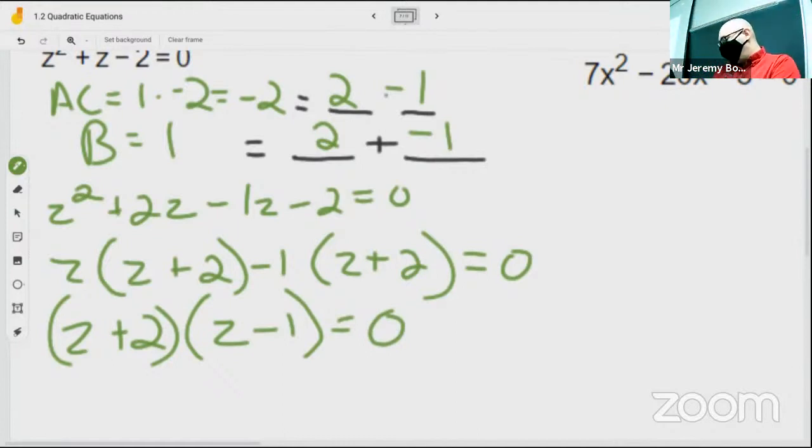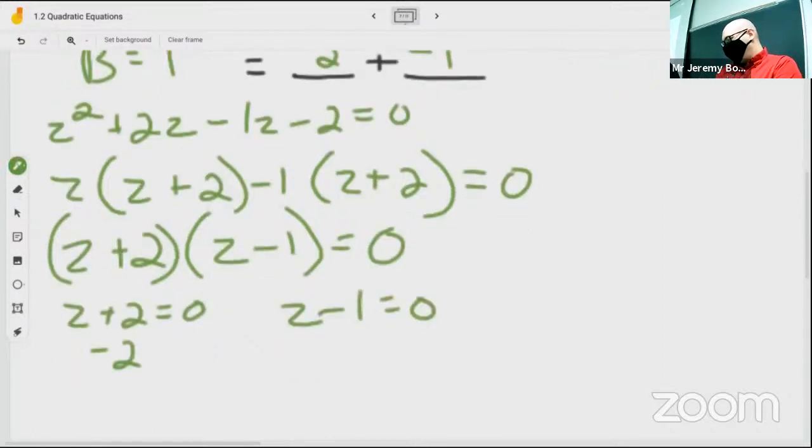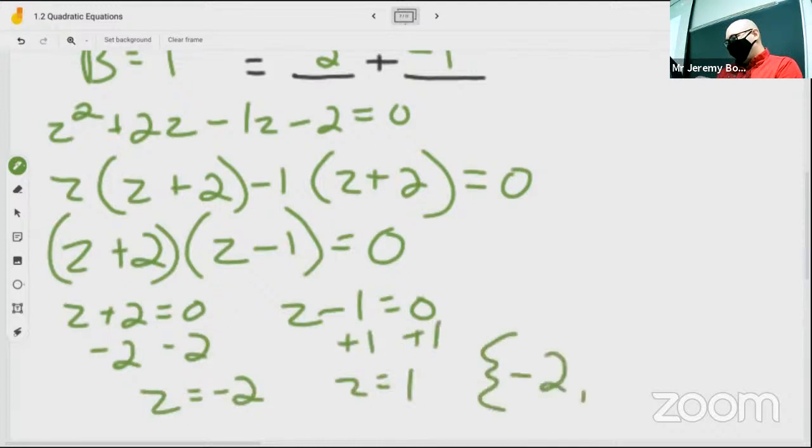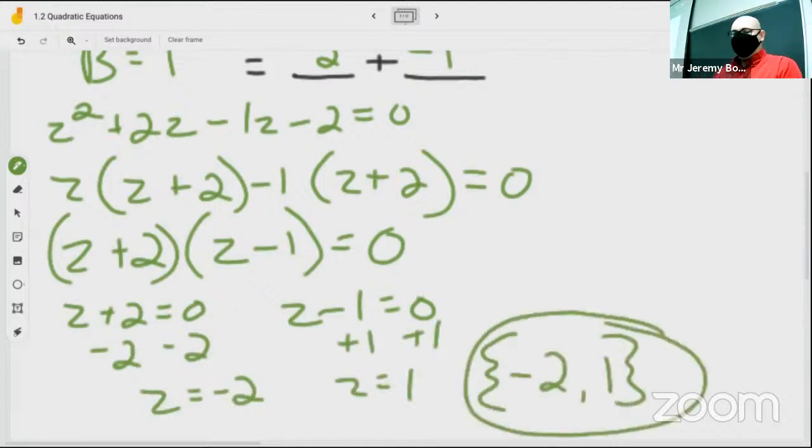The zero product property applies to that. So z plus 2 is equal to 0, or z minus 1 is equal to 0, which if we solve those, z equals negative 2, and z equals 1. So my solution set is the set containing negative 2 and 1. Any questions on that one? Got that one.